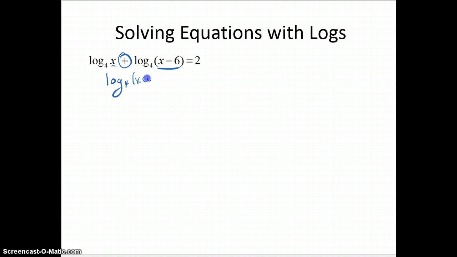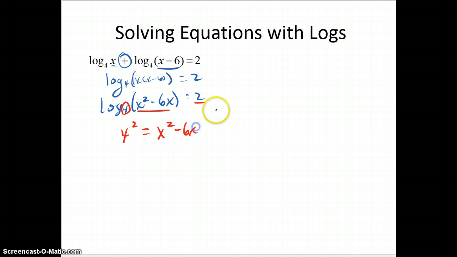So it's going to be x times x minus 6, and that's going to equal 2. So really what we're saying is log base 4 of x squared minus 6x is equal to 2. Now if you remember, if we have a log set equal to a number, what we can do is take 4 squared and set that equal to whatever the logarithm was. So that's using items from 9.1 and 9.2.